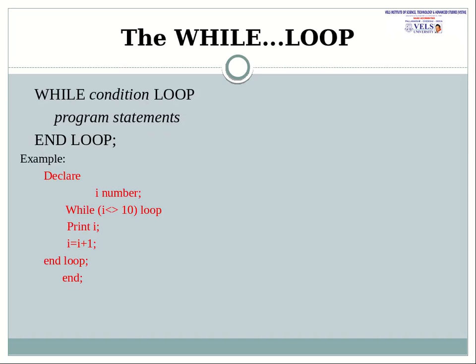And while loop. So while condition loop, program statements and end loop. This is a simple example program to print the first 10 numbers. Here we declare a variable: my variable is I and the data type is number. While I is not equal to 10, loop, print I. First it prints the value of I as 1 and I is incremented by 1. While the condition is true, until it reaches the value 10, it prints the values 1 to 10.